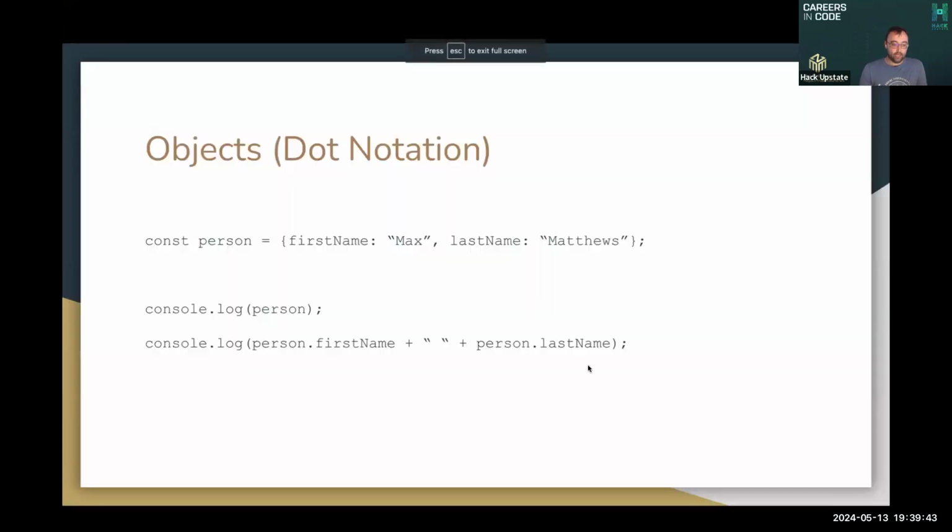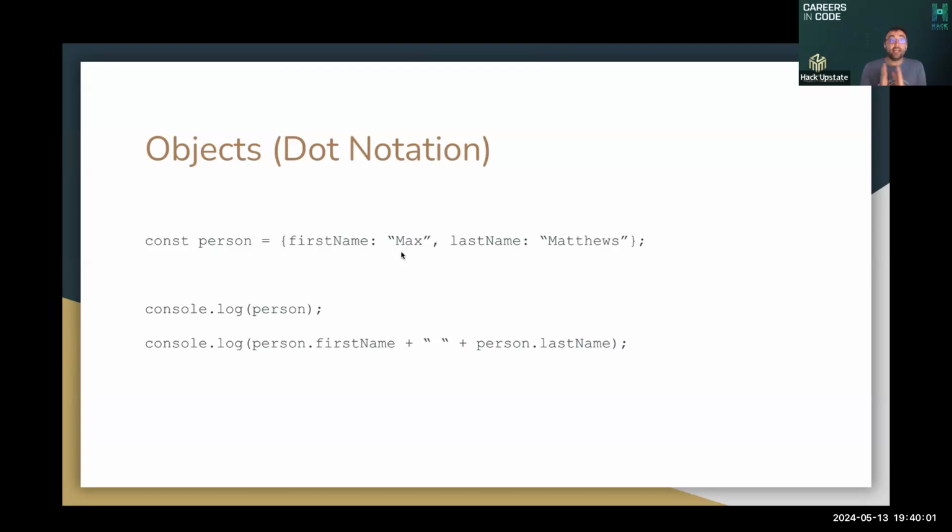Next up, we have objects. So objects are, again, a group of information, a group of variables about the same thing. And so objects are really, really helpful because we can use any kind of data type for the value.